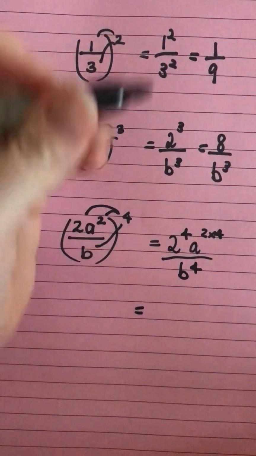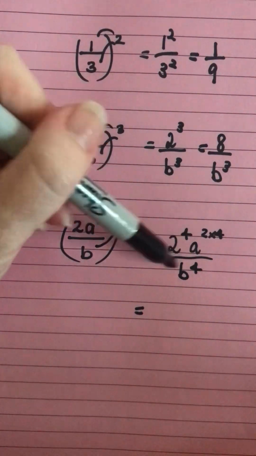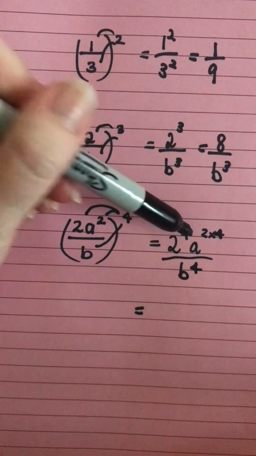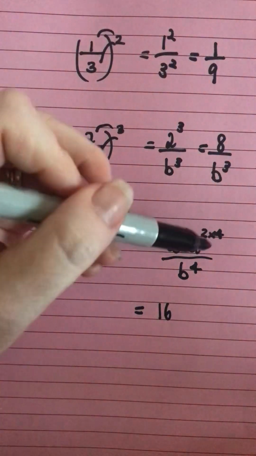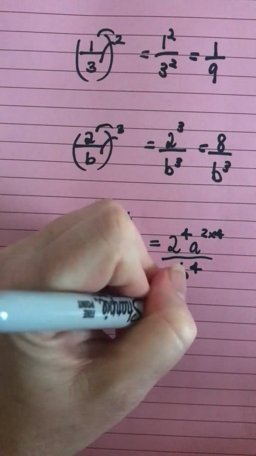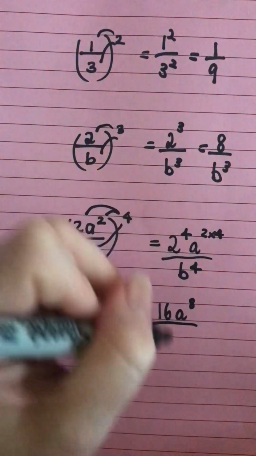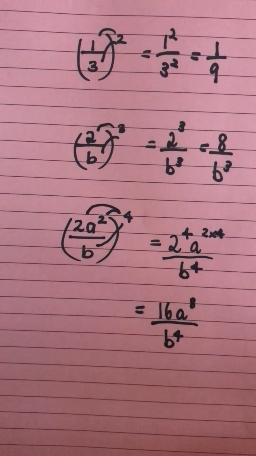Now I could simplify this. 2 to the power of 4 is 16, or I could leave it as that. I think I'm going to simplify it, and then I've got a to the 2 times 4 gives me a to the power of 8, and then on the bottom I've got b to the power of 4.